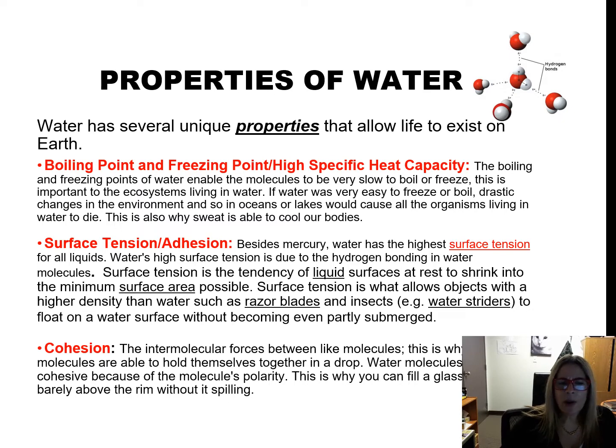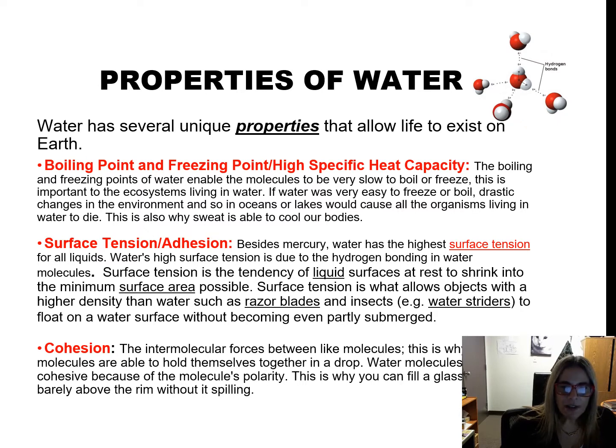Now, the next two things, the surface tension, also known as adhesion, and the cohesion, these are two things that kids quite often get a little bit confused. So make sure you spend some time on these, because it's a very common question to see if you understand the difference between the two. So surface tension, adhesion: besides mercury, the element mercury, water actually has the highest surface tension of all liquids on the planet. And what this basically means is that it has a high surface tension because of the hydrogen bonding that we have in water molecules, okay?